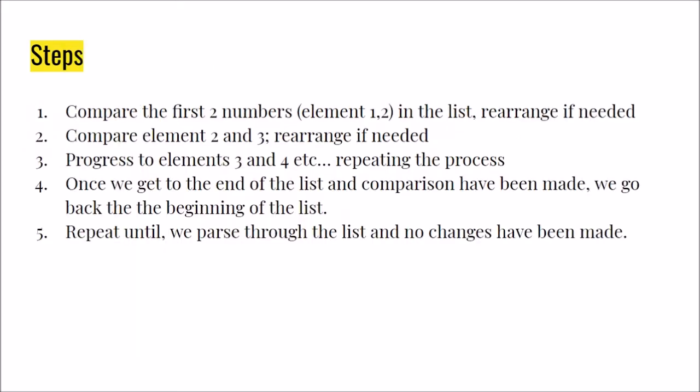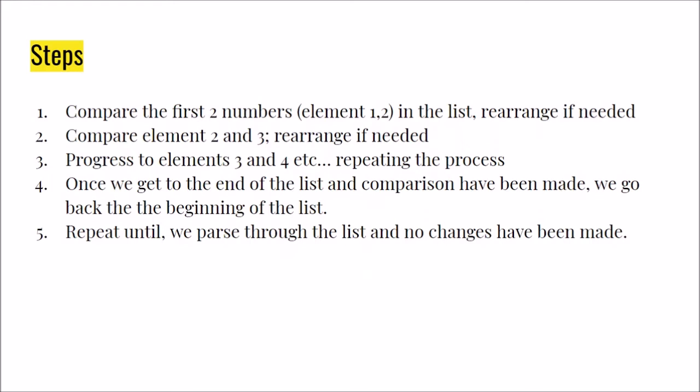All right, so what are the steps in order to accomplish this bubble sort algorithm? First of all, we're going to be comparing the first two numbers, or the first two elements in the list, and rearrange them if needed. So for example, if we had 1 and 2 as the first elements in the list, then we wouldn't need to rearrange them, or we wouldn't need to swap them.